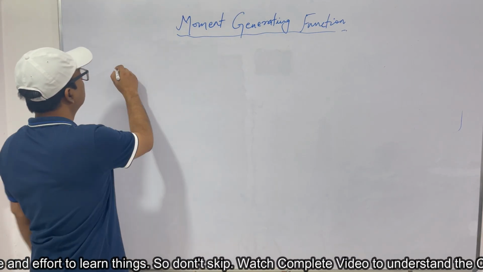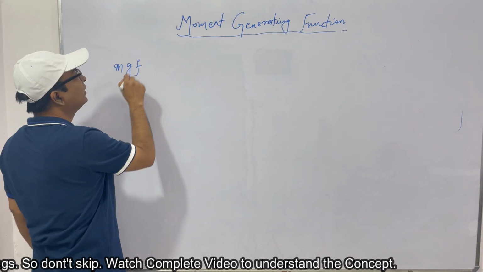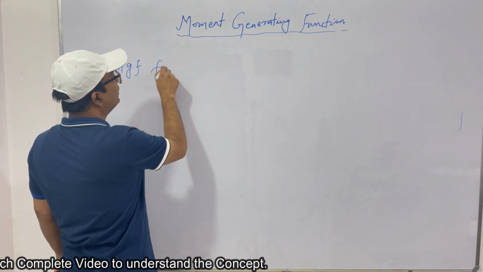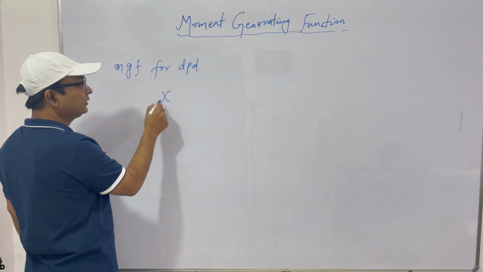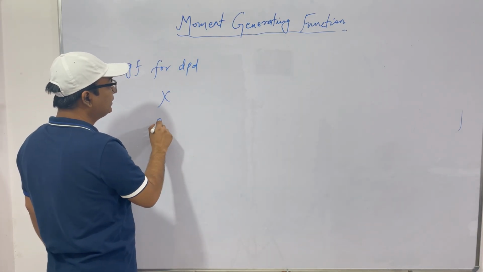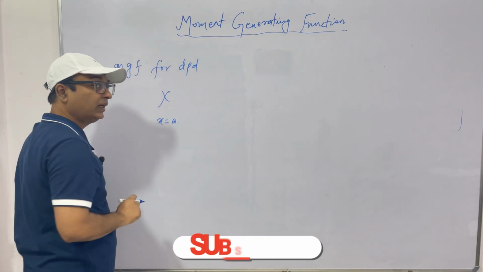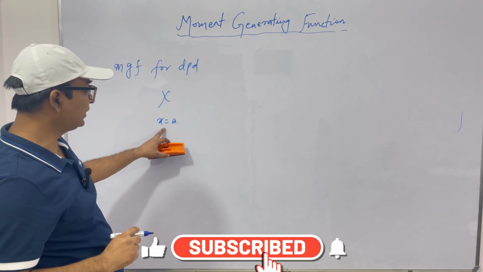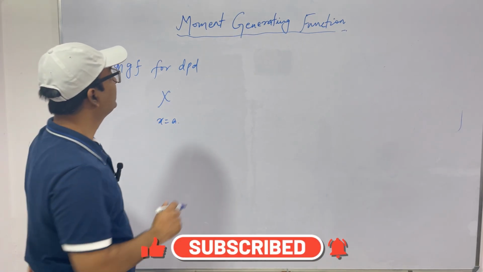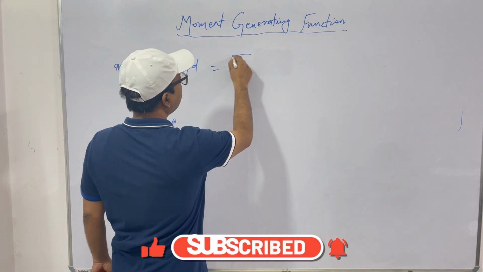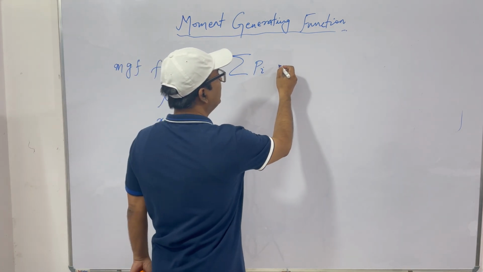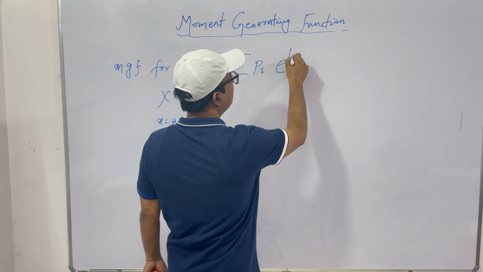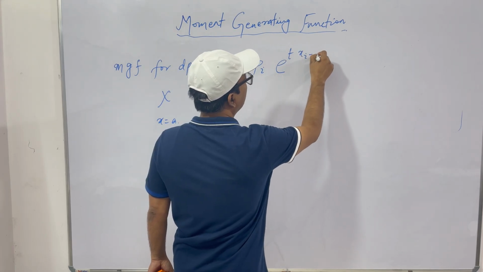Better to write it in small letters. So the MGF for a discrete probability distribution for a variate x, about x equal to a, not at the origin, is given as the sum of the ith probability, p_i, into e to the power t(x_i minus a).